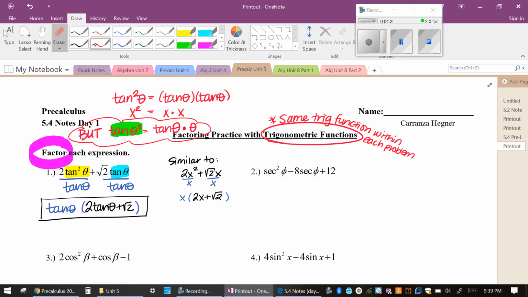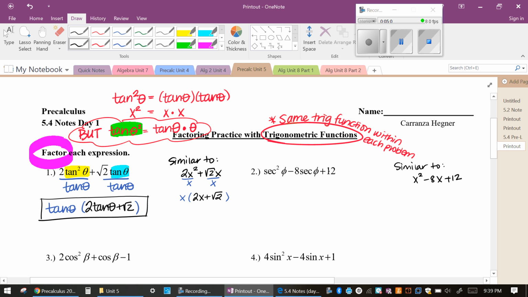This is similar to x squared minus 8x plus 12. So our secant is x. And actually, this is not theta. I completely am blanking out on how to say this. I don't know if it's phi, but it's a Greek letter. You are more than welcome to change it to theta or x. Doesn't matter to me, okay?